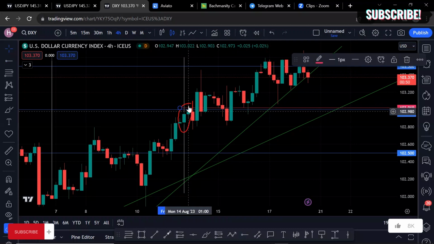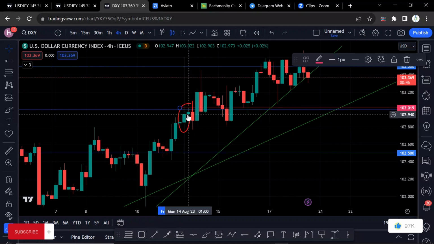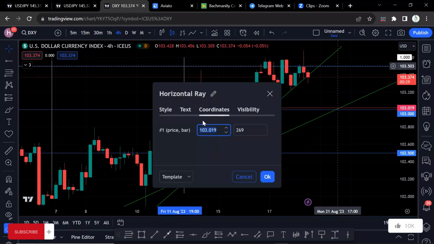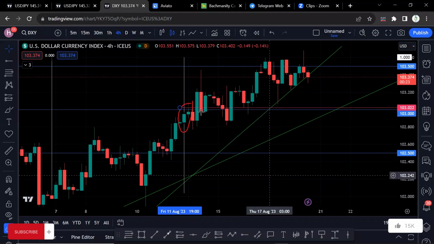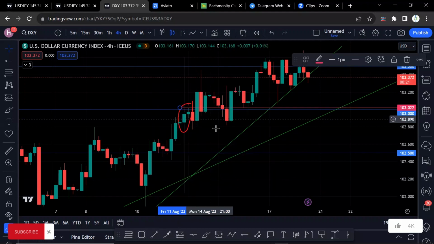In case you can't place it there, you can just stand on the candlestick, and you are going to see the high here. The high is 103.022, that H at the top here. So you can just click the settings of the horizontal ray and mark it at 103.022. Come to settings, coordinates. You can see it came to the high there. So that's basically how you can do it.